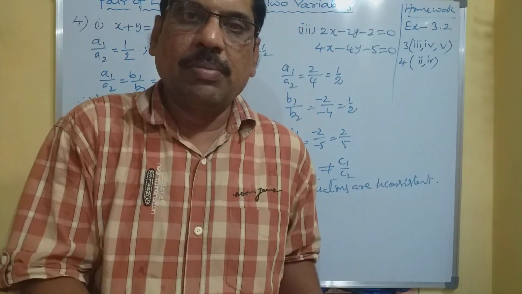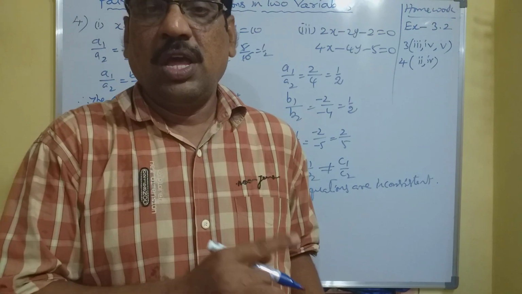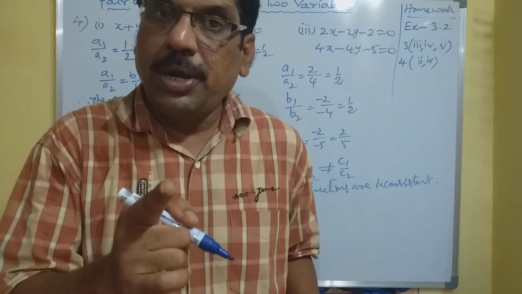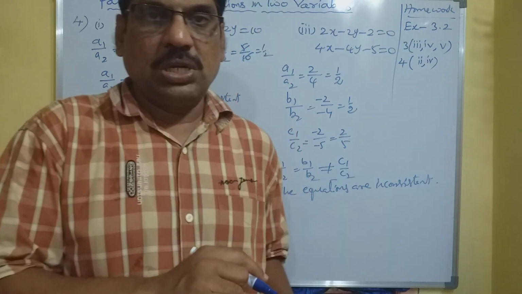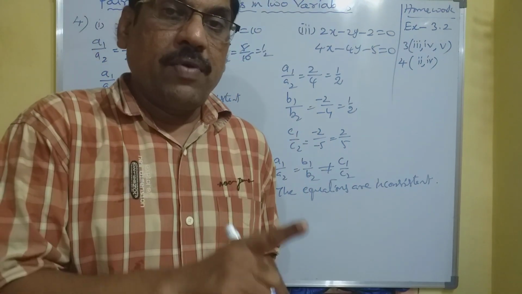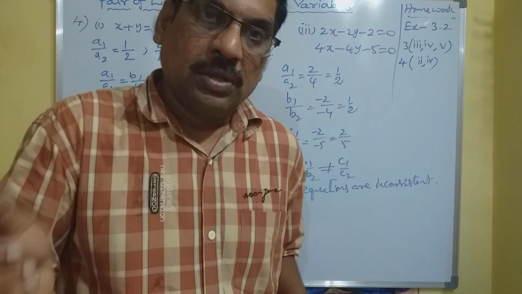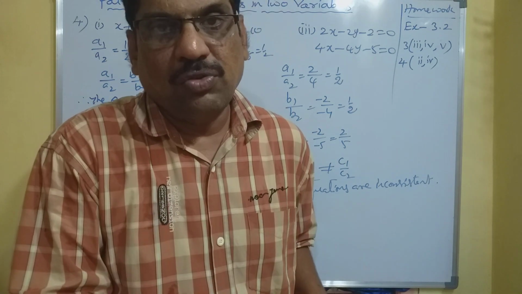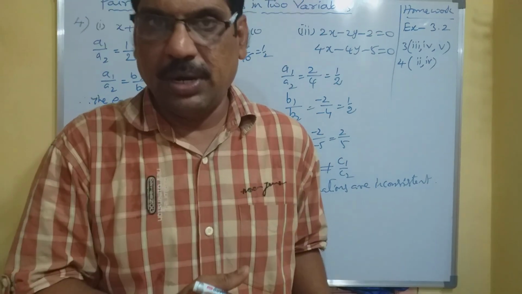Okay, if a1 by a2 is not equal to b1 by b2, we can call them consistent equations. If a1 by a2 is equal to b1 by b2 and not equal to c1 by c2, it means inconsistent equations. And if a1 by a2 is equal to b1 by b2 is equal to c1 by c2, those pair of equations we also call consistent equations only, consistent and dependent.